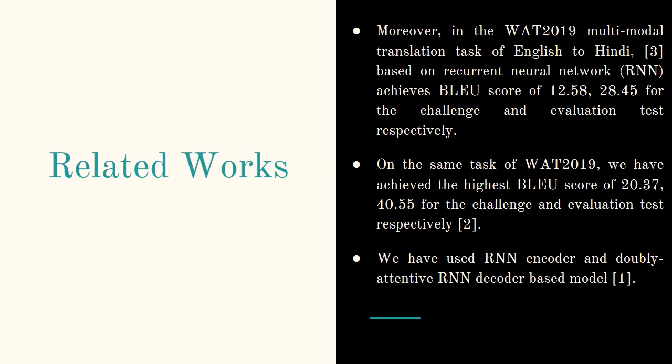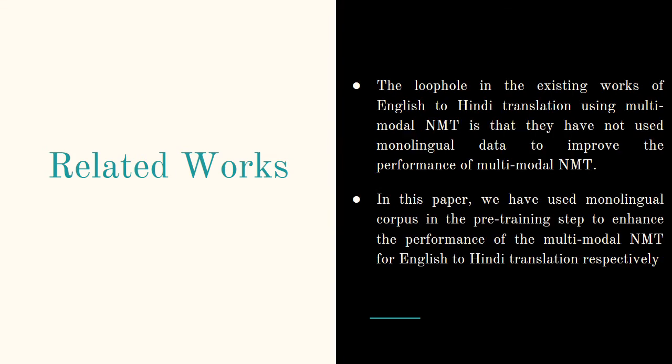On the same task, WAT 2019, we also participated and achieved the highest BLEU scores of 20.37 and 40.55 for the challenge and evaluation test set. We used an RNN encoder and doubly attentive RNN decoder based model following the settings of paper number 1. The loophole in the existing works of English to Hindi translation using multimodal NMT is that they have not used monolingual data to improve the performance of multimodal NMT. In this paper, we have used monolingual corpus in the pre-training step to enhance the performance of multimodal NMT for English to Hindi translation.